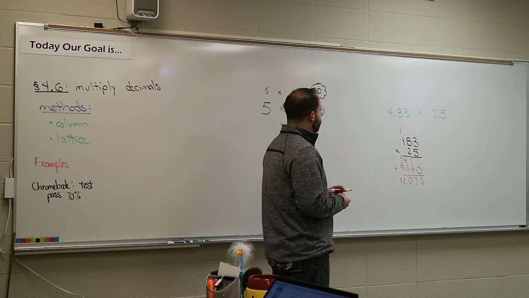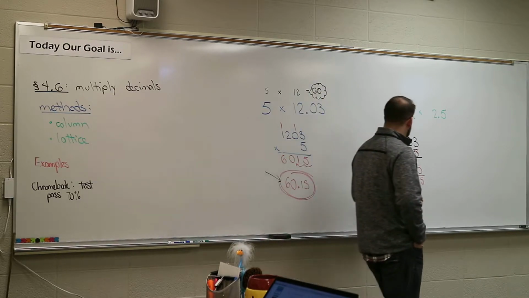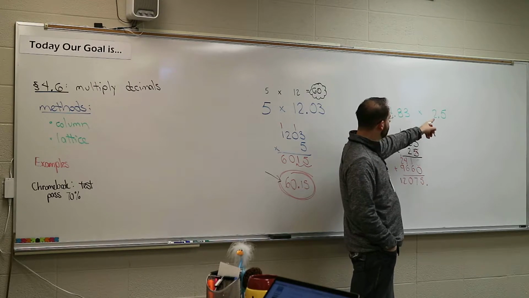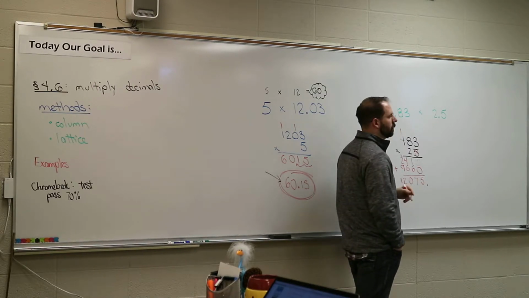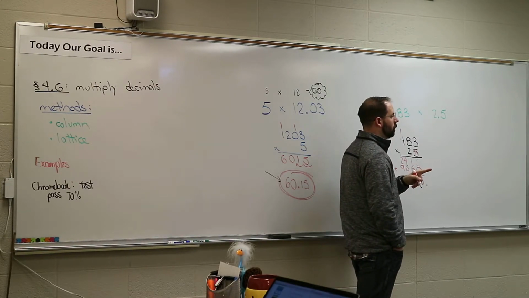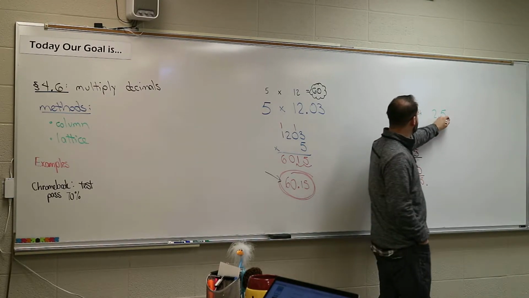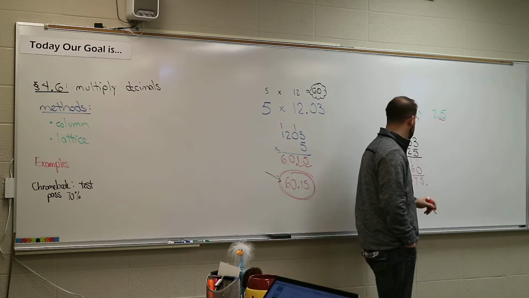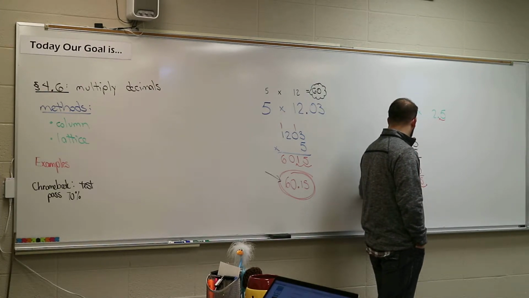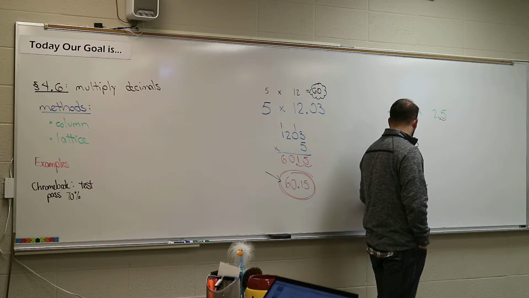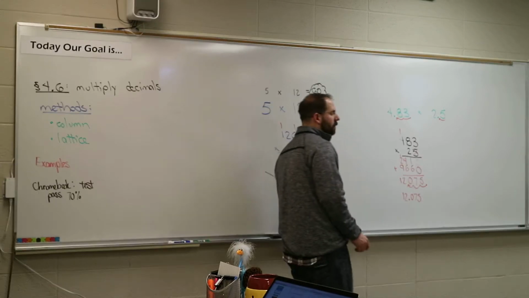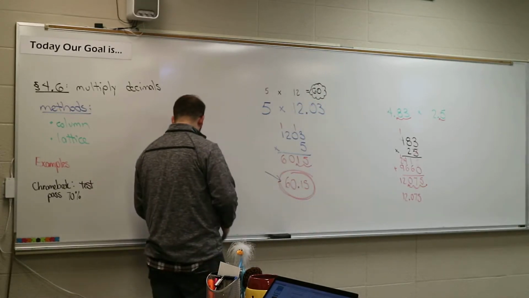How many spots over from the back? So right now the decimal's back here, but how many spots do I need to move it? How many? 3, because look at this. 1, 2, 3. That's how I know. Count them, yep, 1, 2, 3. So that's 12.075.